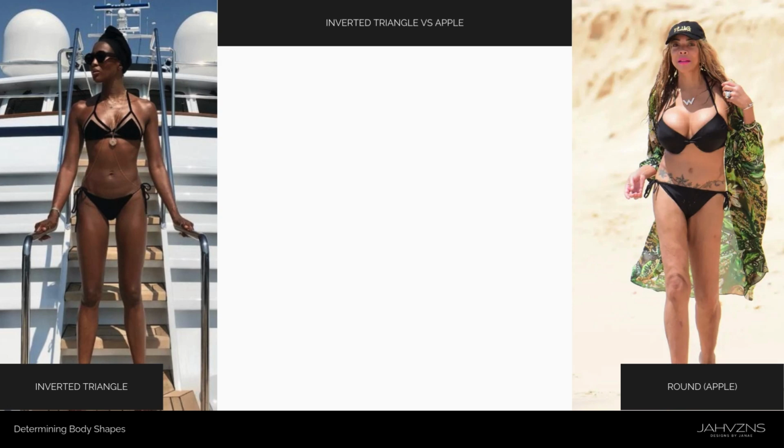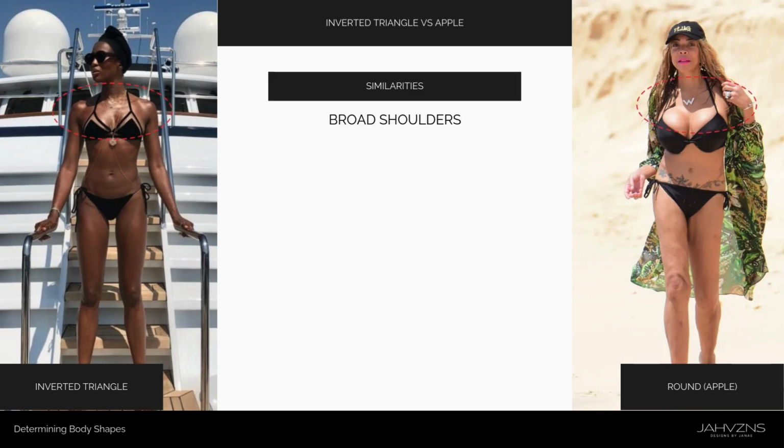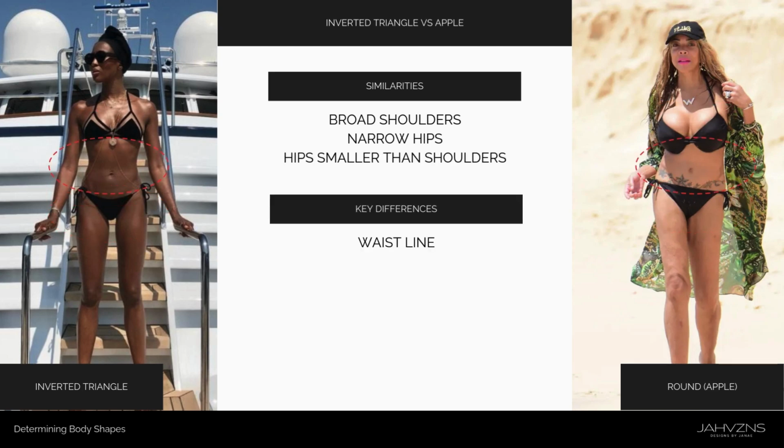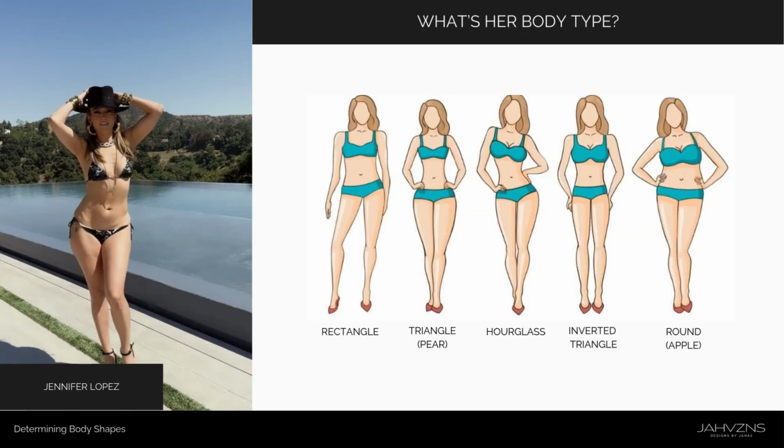Inverted triangles and round shapes are the same in their broad shoulders, narrow hips, and their hips being smaller than their shoulders. What separates the two shapes is the waistline. Inverted triangles have a smaller waist, and round shapes have wider waists. What makes Wendy an apple is that her waistline is wide compared to Naomi's smaller waistline.